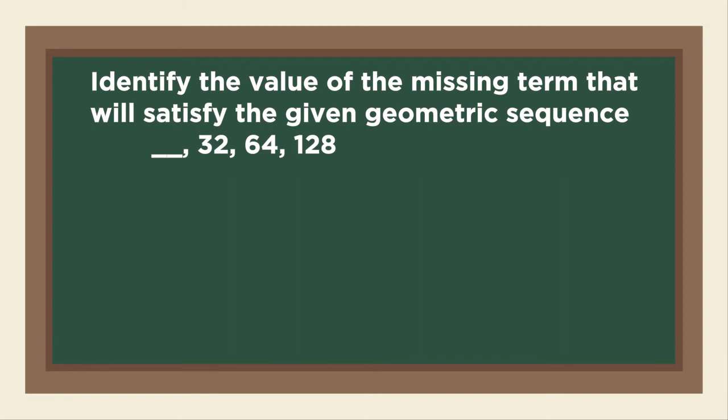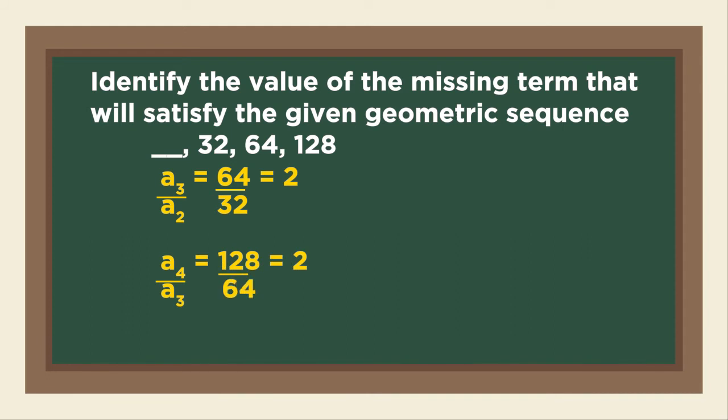Since we don't have the first term, we can resort to dividing the third term, or a sub 3, which is 64, by the second term, or a sub 2, which is equal to 32. We can get 2. Or we can use the fourth term, a sub 4, which is equal to 128, divided by our third term, 64. 128 divided by 64 will give us 2.